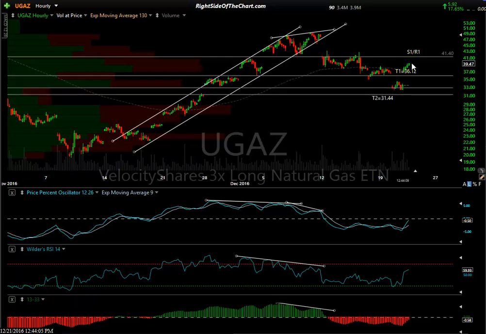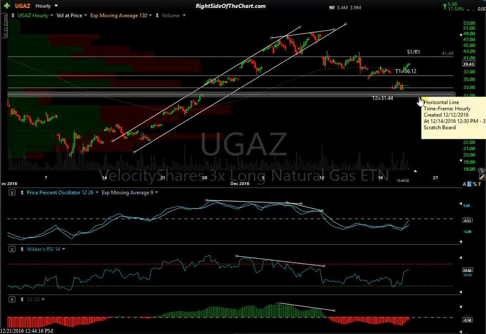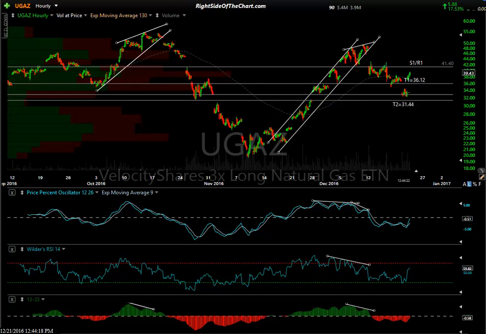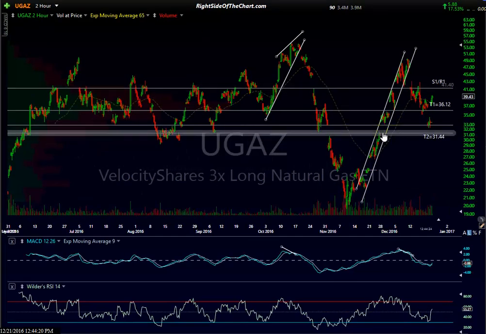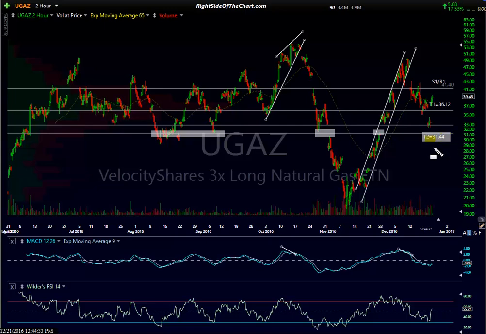We've had a counter trend bounce, but I expect that to probably fade, probably no higher than this former support, now resistance level. And I still think we see a move down to 31.44. In fact, if you take a look at a 2-hour chart, you can see how well defined that level is as support. So it looks like a magnet. A lot of reactions down around this level, gaps, reactions. So I still maintain this target of 31.44 on UGAS.